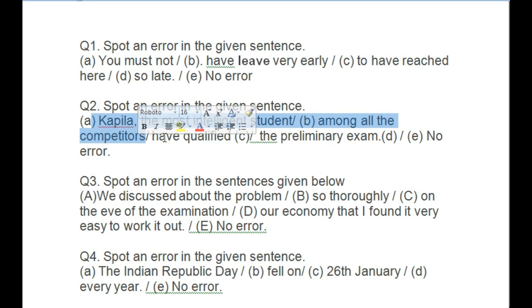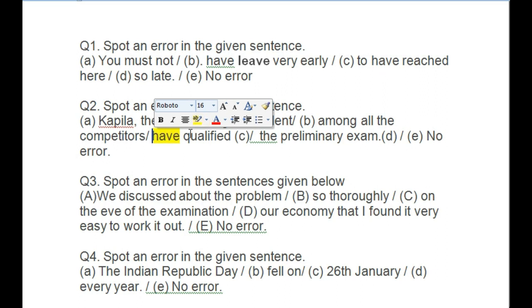Now we have the verb here, correct? So this verb, I'm making it highlighted, this verb here. Kapila the most intelligent student. Now this verb qualified. So who has or who have qualified this preliminary exam? Either all the intelligent students or all the competitors or Kapila. So it is only Kapila. So the error in the sentence is with this verb have. What should be written here is has, correct? So this is part B error. This is part B, among all the competitors, correct?